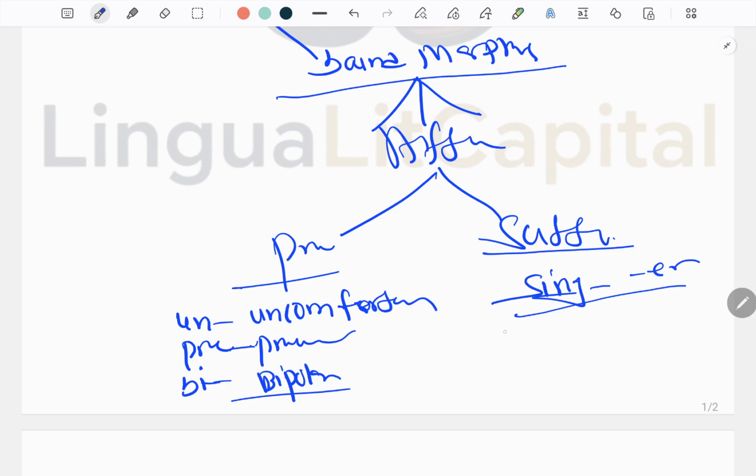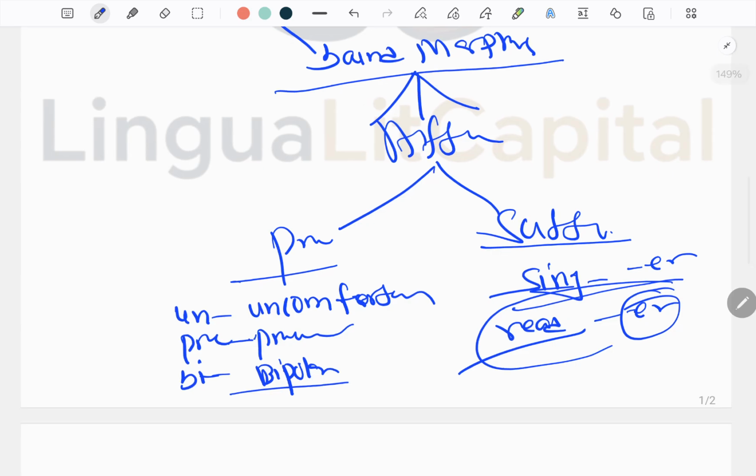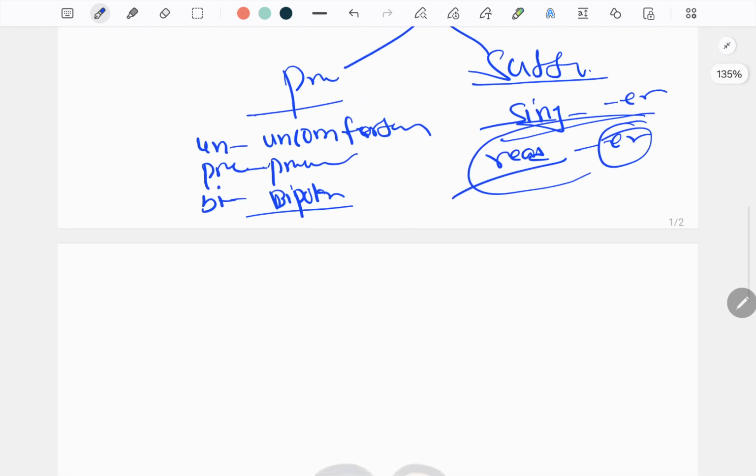Like also read. Read means to read something, but if we add the er suffix, then it means a person that has the quality of reading, known to be the reader. So many languages have prefixes and suffixes, but languages may differ in how they develop these morphemes.